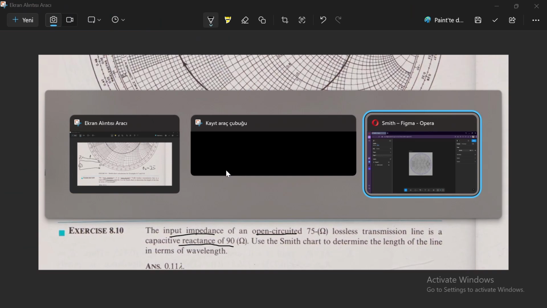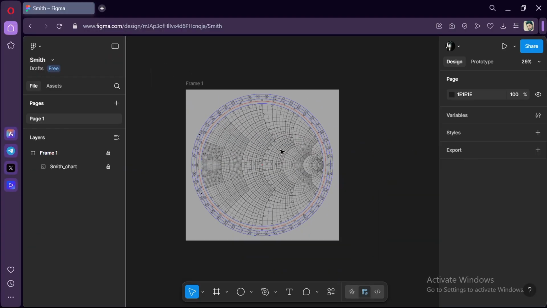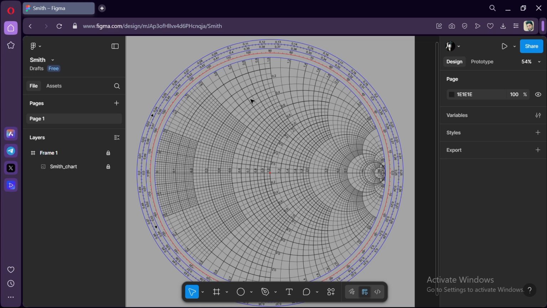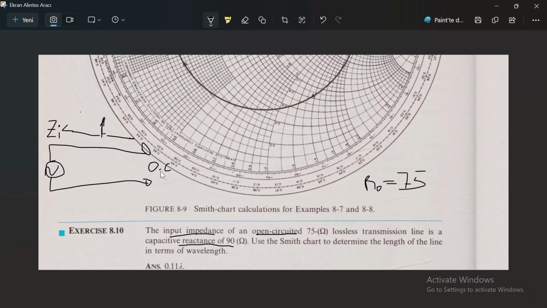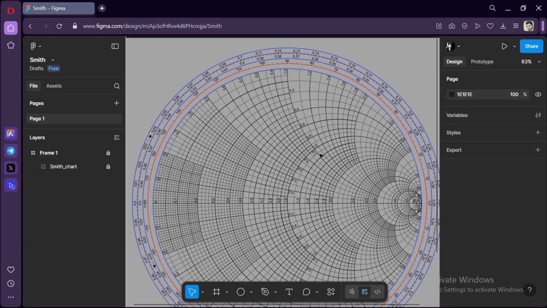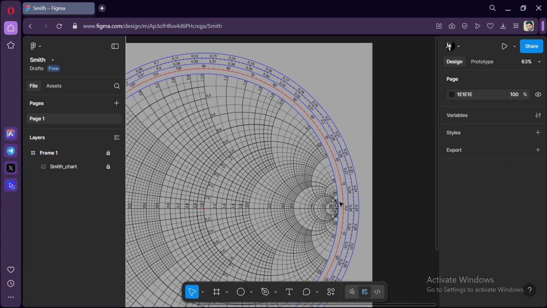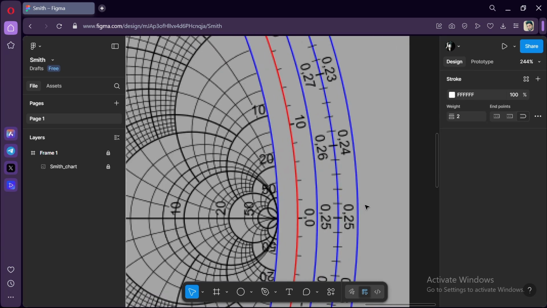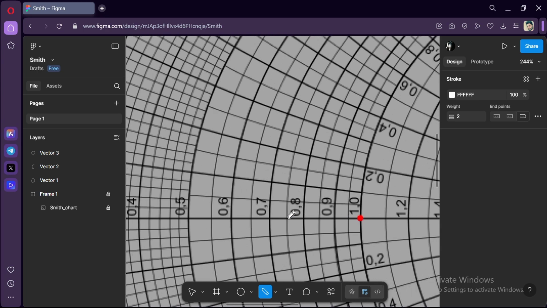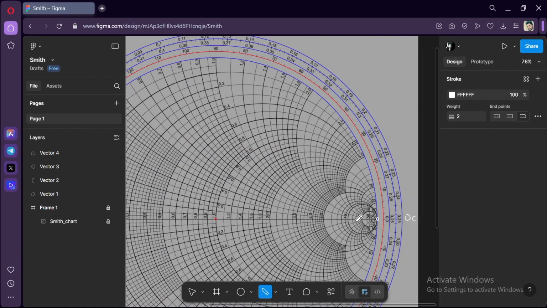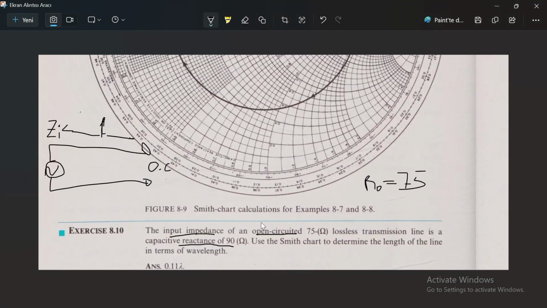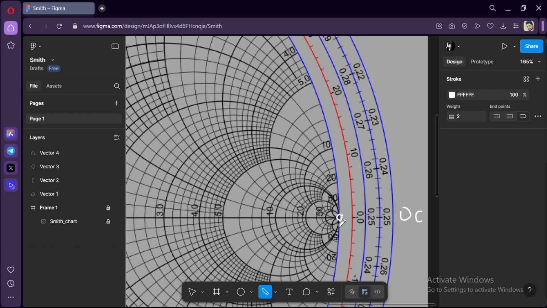So I will use this Smith chart in Figma. What do we have? Open circuit. First of all, if we are using impedance, the open circuit is here, right? Let me write. Open circuit is exactly this point for impedance, and this is short circuit. So we have this point, which is the open-circuited one.